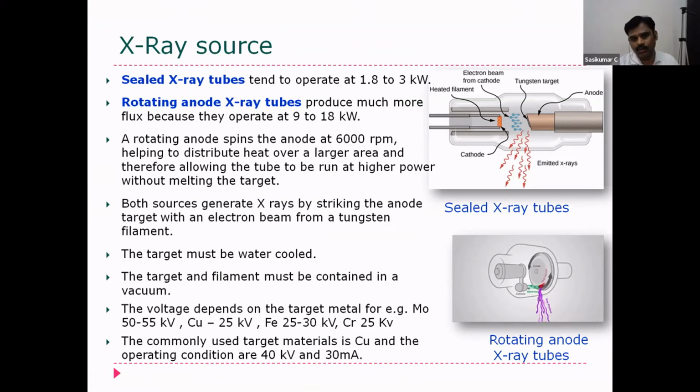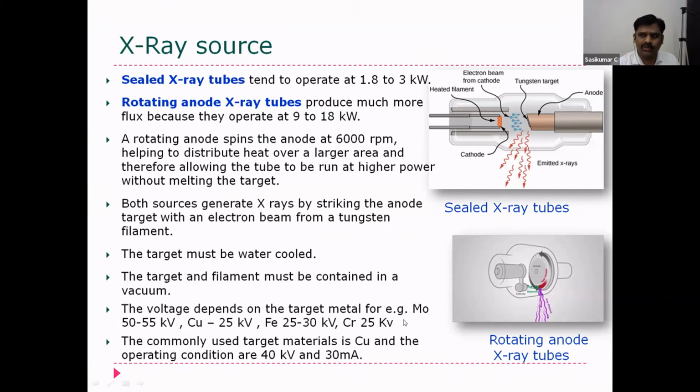Whereas in the case of a rotating X-ray tube, the anode is rotating, so the cooling effect is relatively better. So you can relatively use a high power in this case to get high power X-rays from the source. In both cases, the target material is subjected to water cooling because the heat must be continuously removed. And as we discussed, the target material can be molybdenum, copper, iron, or chromium.